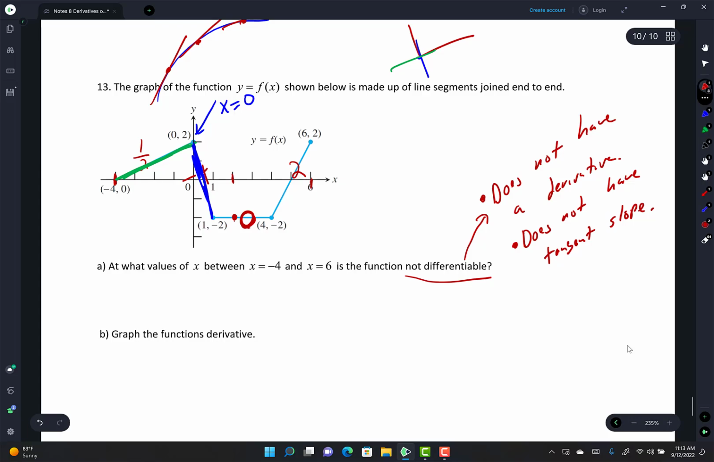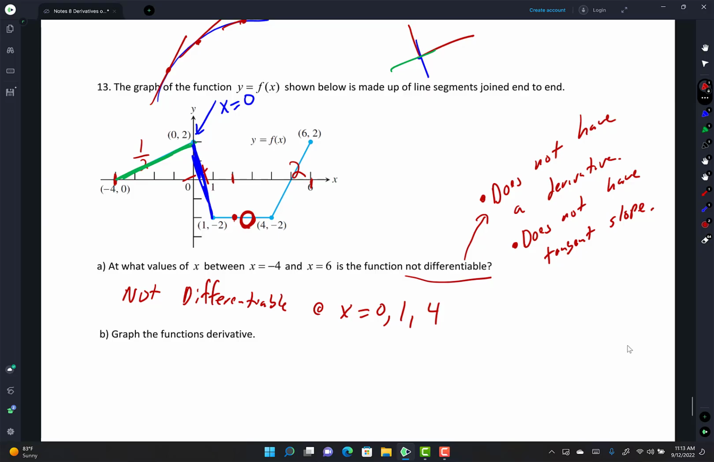So where are you not differentiable? Not differentiable at x equals 0, 1, 4. Don't worry about the endpoints negative 4 and 6. That's another story that we'll talk about later.